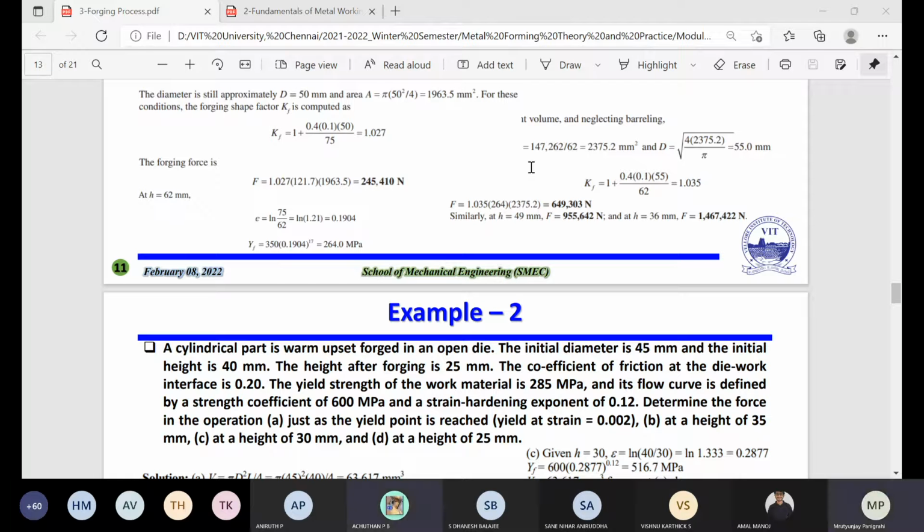So h is very close to the initial height of 40 mm. When you have yield strain 0.002, I think you will find it very close to 40. So you can calculate Yf fast, then you can go for the h.